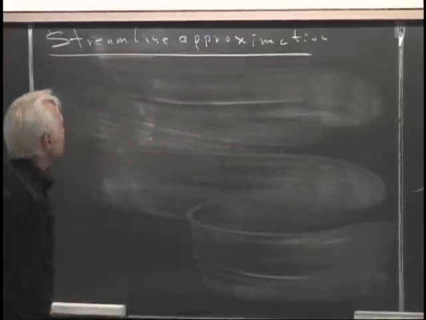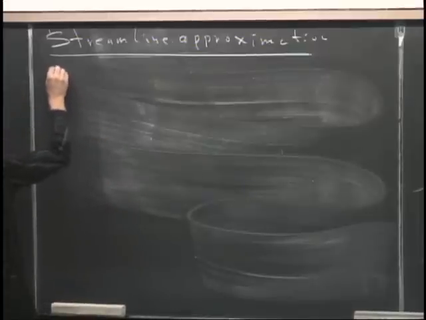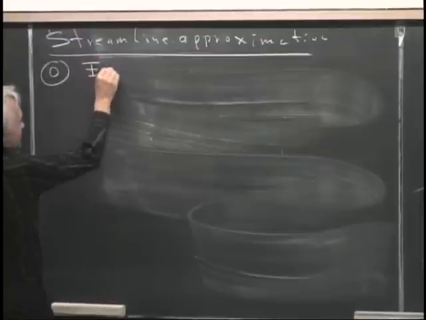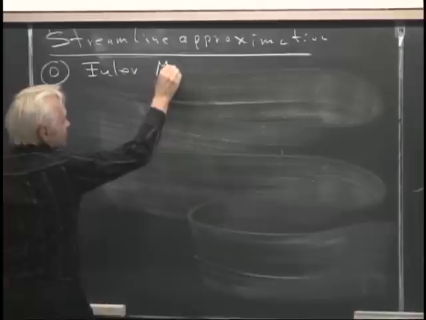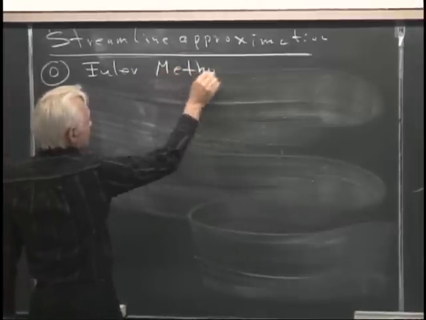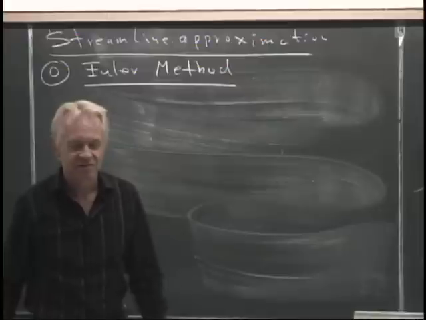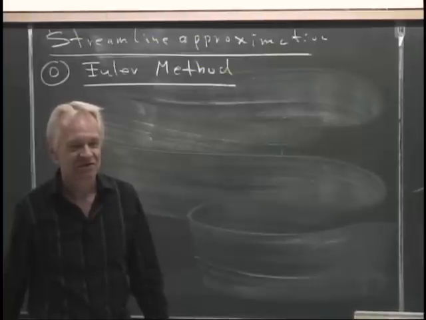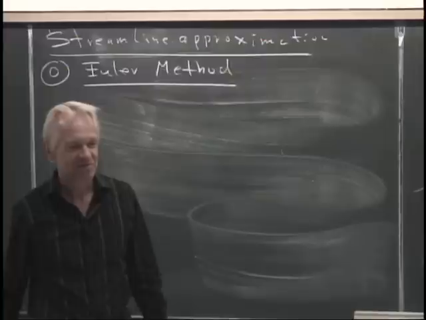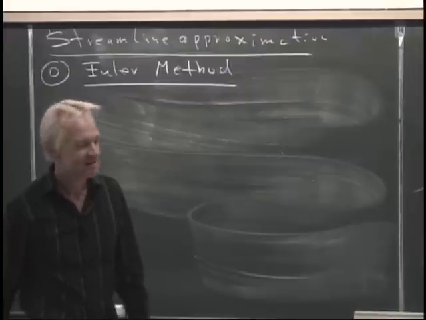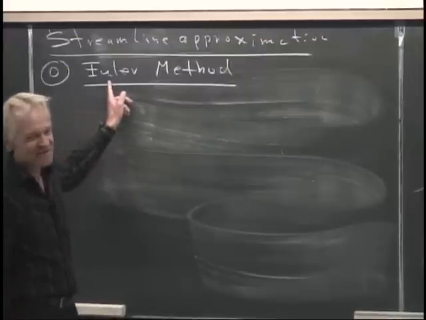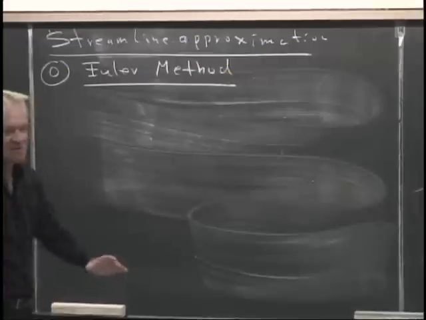Streamline approximation. The most primitive one, method 0, is just called the Euler method. Euler method. Have you seen the collected works of Leonhard Euler? Do you know how many books he wrote in his lifetime? He wrote many books. Look it up. Okay. How many books did Euler write in his lifetime? The number is astonishing. Not papers, these are books.